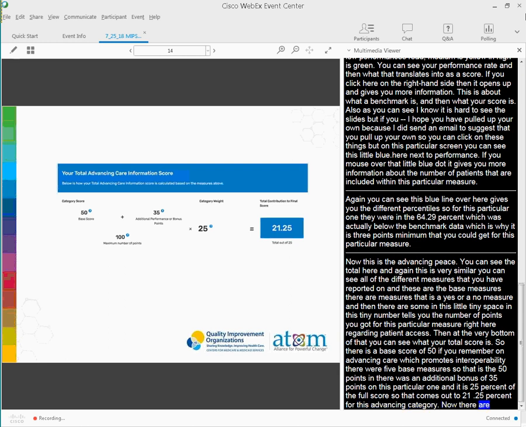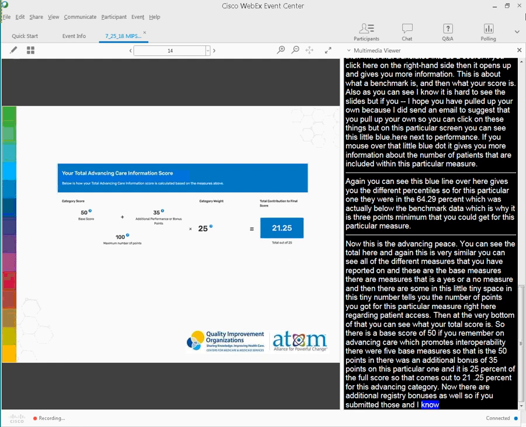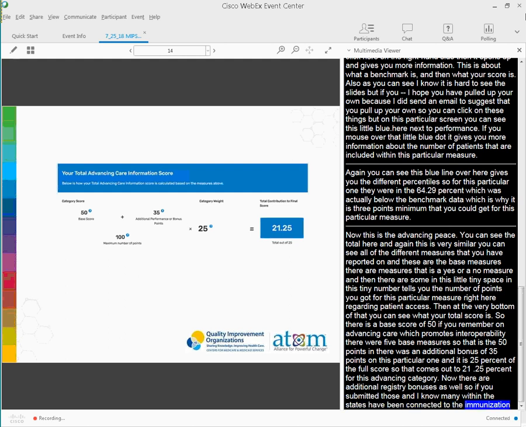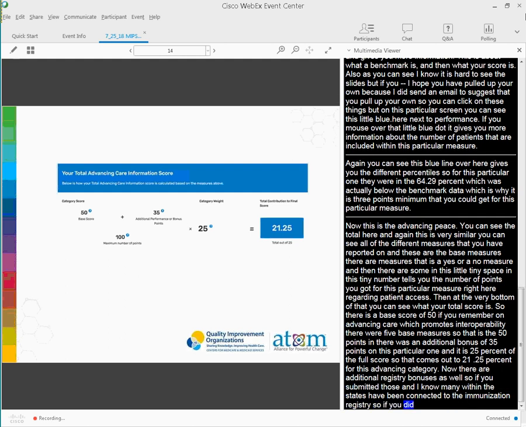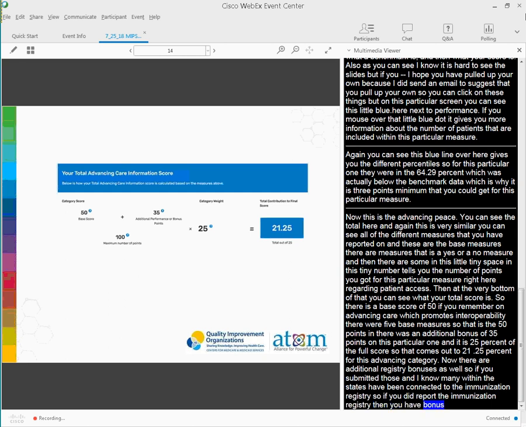Now there are additional registry bonus measures as well. So if you submitted those, and I know many within these states have been connected to the immunization registry. If you did report the immunization registry, then you have bonus points of 5% on those registries. Now, if you did more than one registry, it still is a 5% for the two combined.